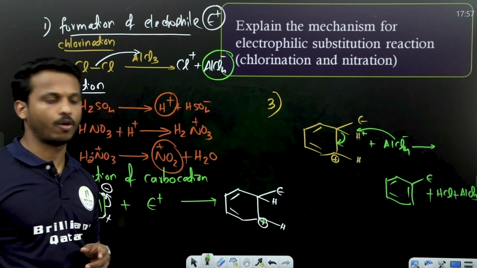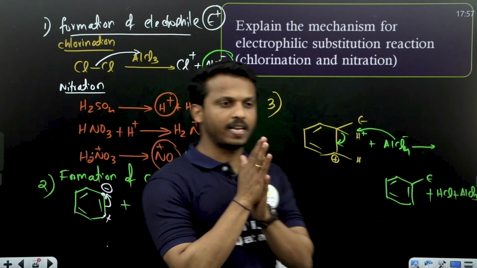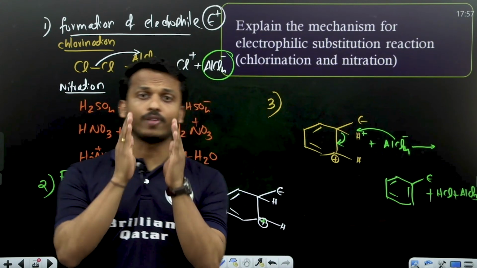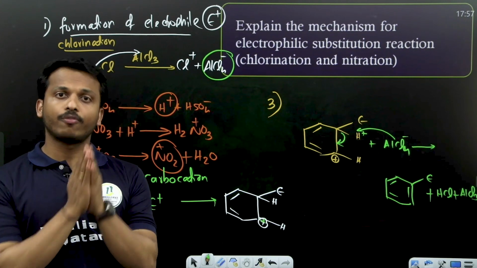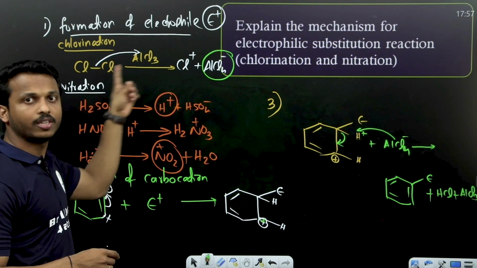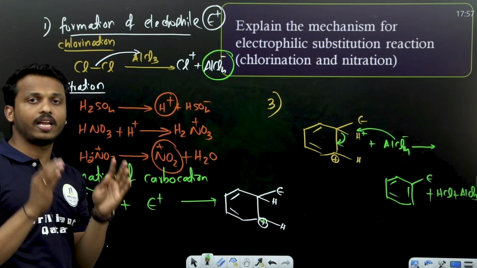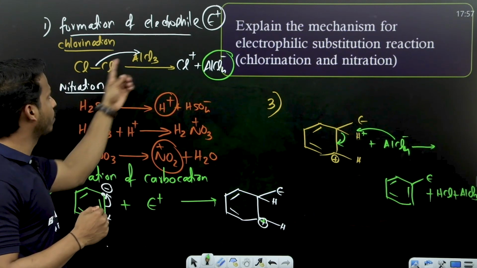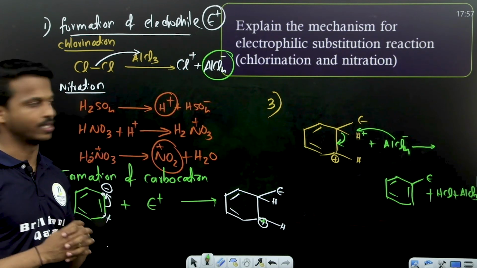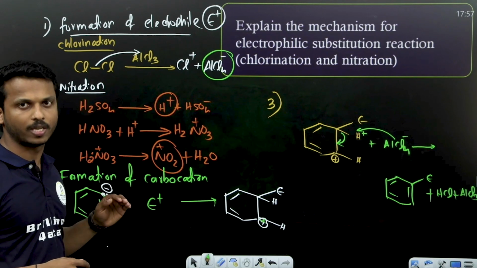Once again, let me explain to all of you. There are a total of 3 steps in electrophilic substitution. First is the formation, the generation, of the electrophile. In the first case, it is chlorination this way. Keep in mind AlCl3 is an electron deficient compound, so it will take the chlorine. Okay, so one Cl plus, and the other Cl goes to AlCl4 minus. Nitration means this way NO2 plus is formed.